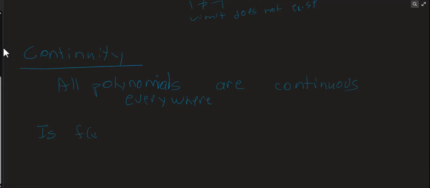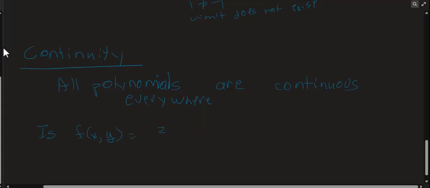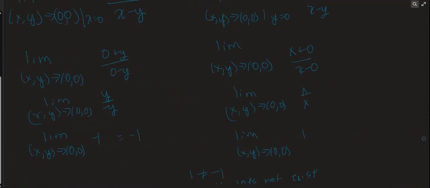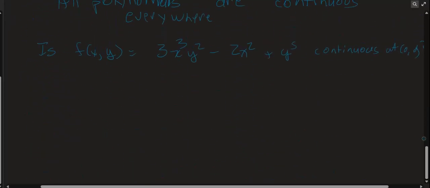Is f of (x, y) equals 3x to the third y squared minus 2x squared plus y to the fifth continuous? I could say continuous at a certain point, so at (0, 0), or I could just say, is it continuous? It doesn't matter, it's a polynomial, it's continuous everywhere. It's a polynomial because there's no fractions, there's no square roots, there's no logs. So the answer is yes, continuous everywhere.